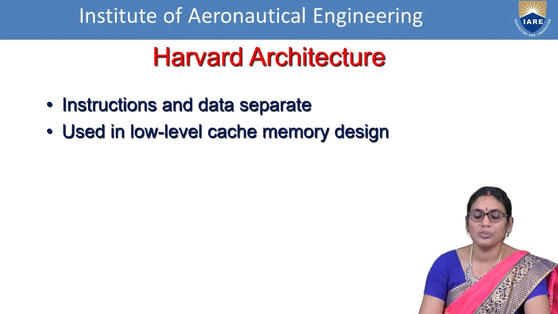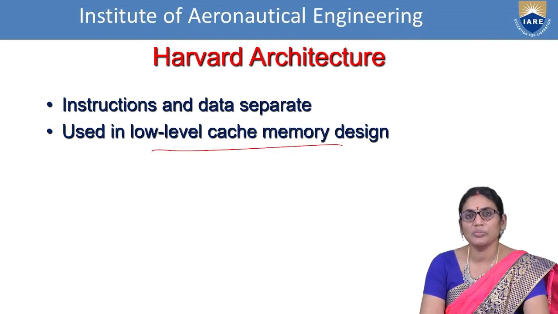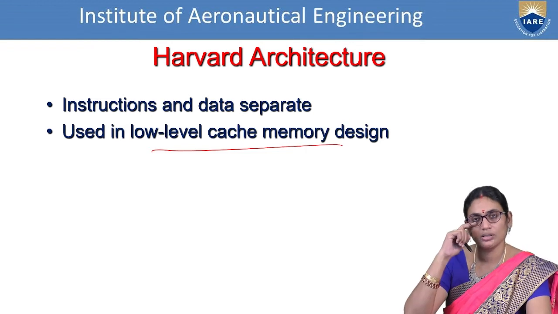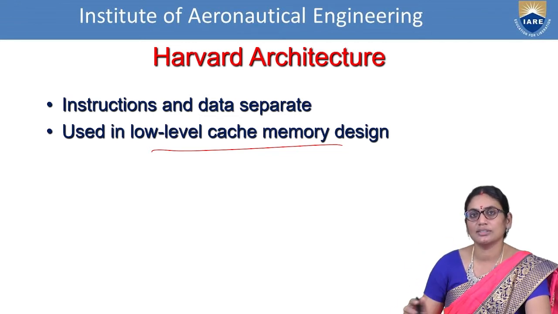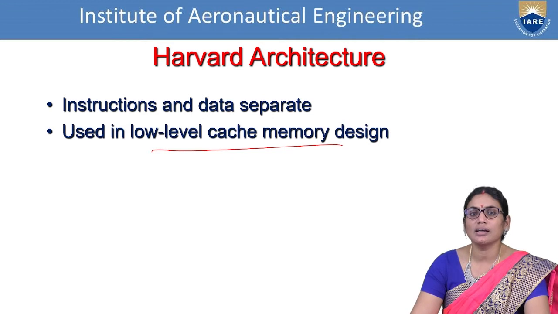In this case, we'll be using this in the low level cache memory design. So what happens here? We don't bother about where the data is stored. We don't bother about what the instruction is. We just gather them, execute them and give the result. So this case is called instructions and data as separate entities, which is used in a low level cache memory design.